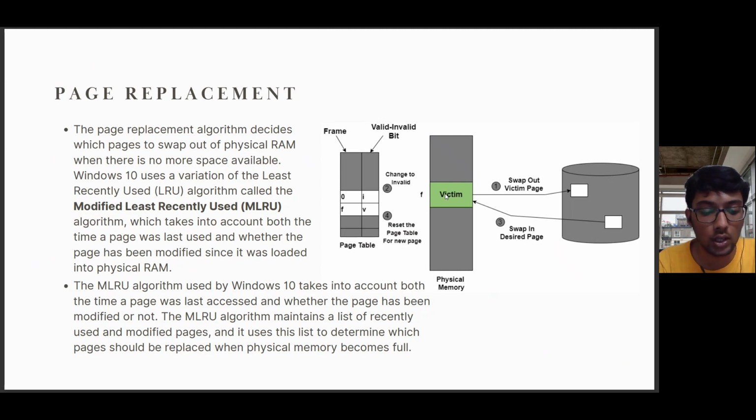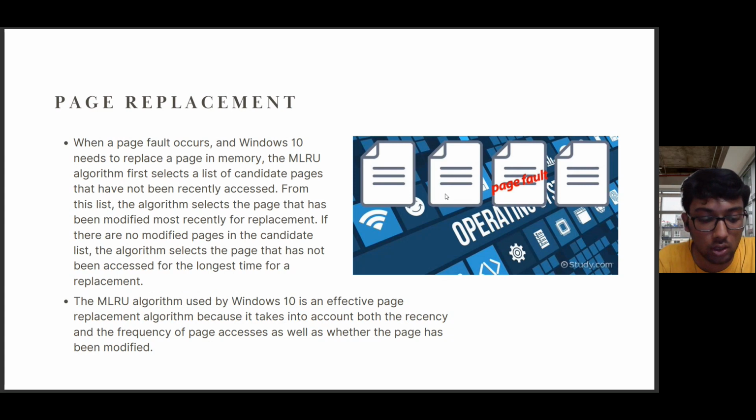When a page fault occurs, the MLRU algorithm selects a list of candidate pages which were not recently accessed and replaces the one which was last modified. If there are no pages which were modified, then the page which has not been accessed for the longest time is replaced. This is an effective page replacement algorithm that takes into account both the recency and the frequency of page accesses, as well as whether the page has been modified or not.